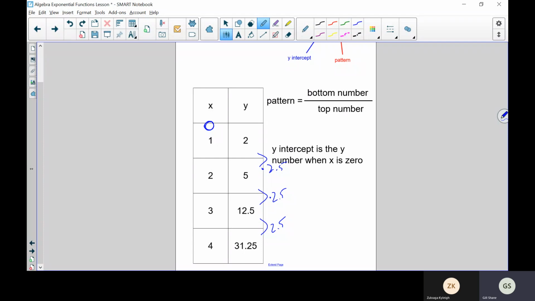5 divided by 2.5 would be 2. So I need to take 2 and divide it by 2.5. Isn't that 1? 2 divided by 2.5 would be 1, because 2 divided by 2 would be 1. What did you get? 2 divided by 2.5 is what? I think it's 0.8. Is that not right? 0.8. Yeah, that's what I thought it should be. So 0.8 would be your y-intercept.